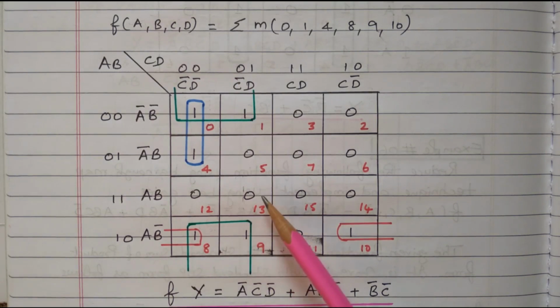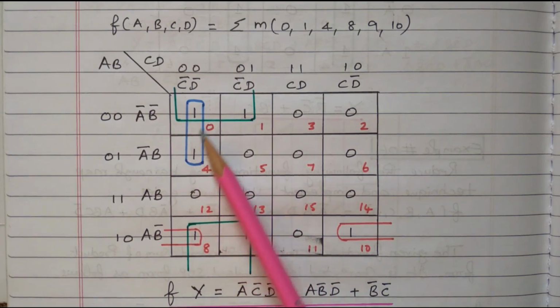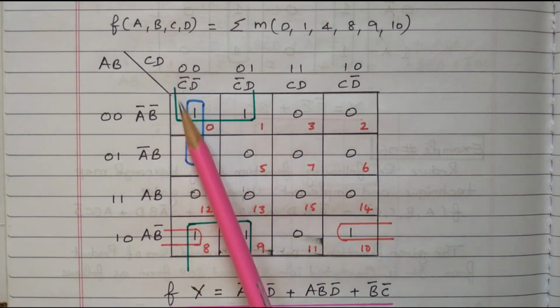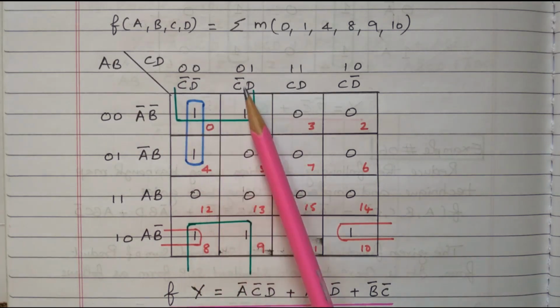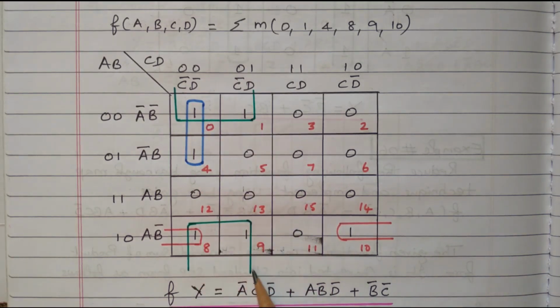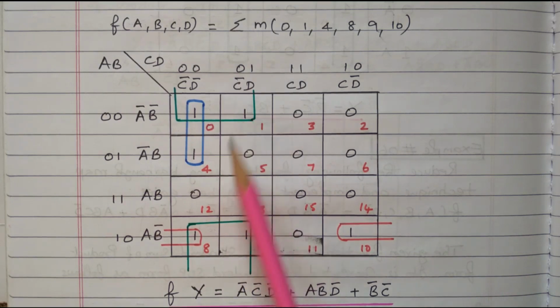In this simplification, first we see whether any 8 ones are available, then 4 ones, 2 ones and then a single one. There is no possibility of 8 ones. Then we look for a grouping of 4 cells. You see these 2 ones and these 2 ones, the bottommost cell and topmost cell, we can group them, indicated by the green color line. These two are grouped and these two, so that 4 cells are grouped together.